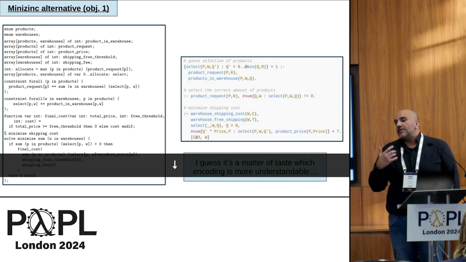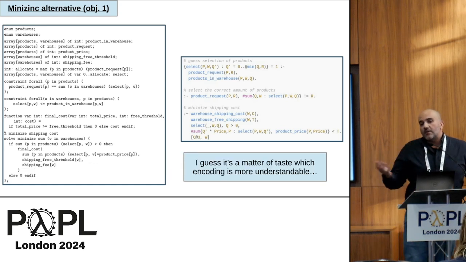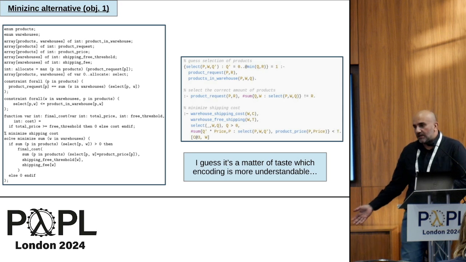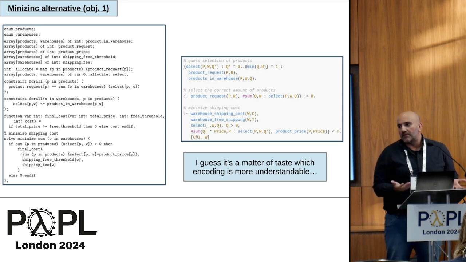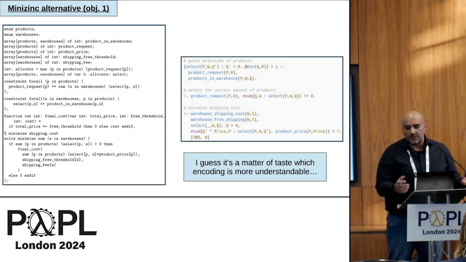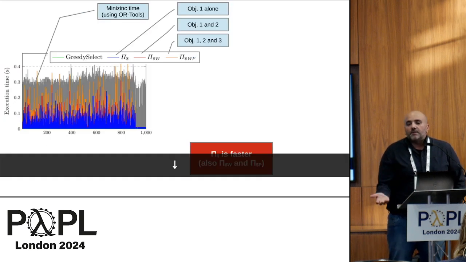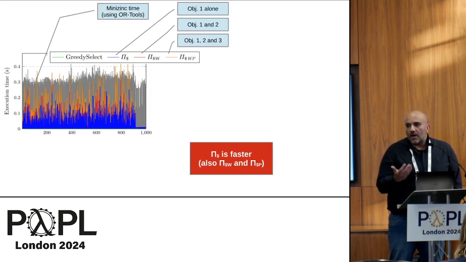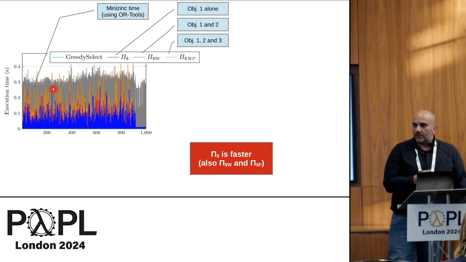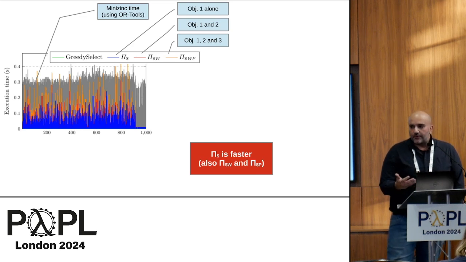Now, we also tried to take the formalization and build a MiniZinc model. I think it's just a matter of taste which one is more readable, better, and so on. Now, on the execution time, we used OR-Tools for MiniZinc, and this is the result for that model. So it's somehow slower.